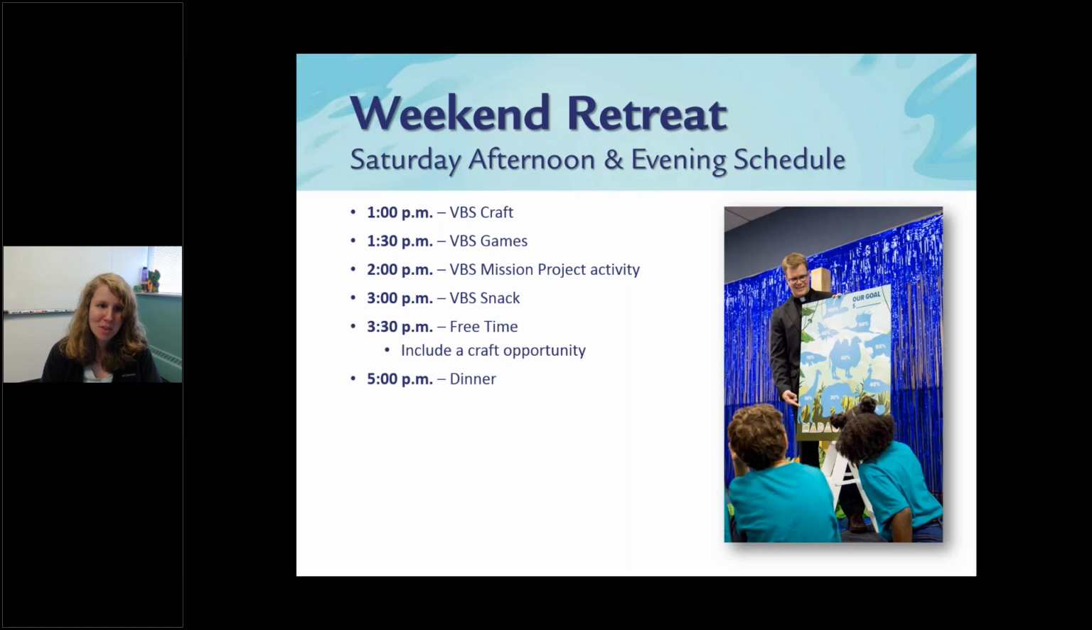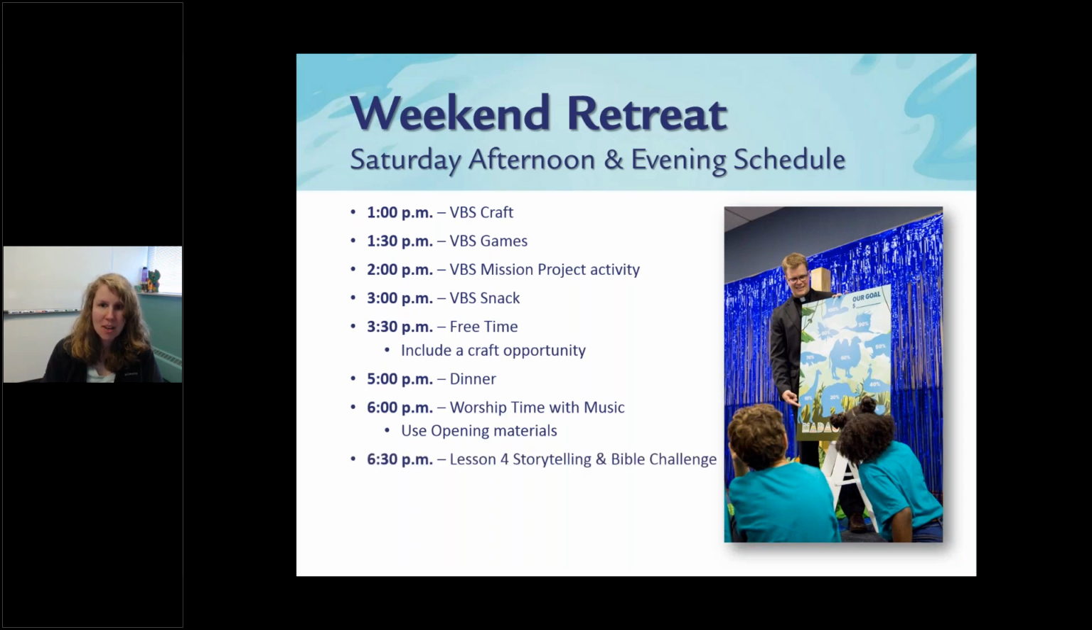So 5 o'clock, just have a simple dinner, and then have a little after dinner devotion with some more music using an opening material. Have lesson 4, storytelling and Bible challenge, and then cap off the night with a nightly devotion, some more songs, and the closing materials.